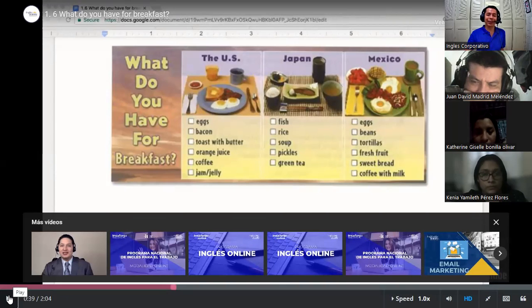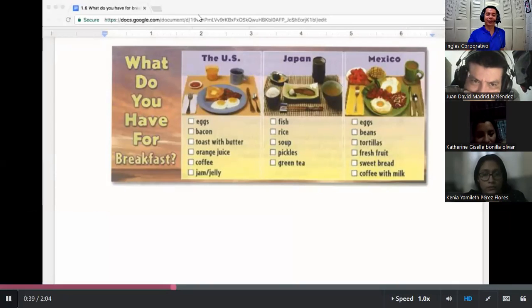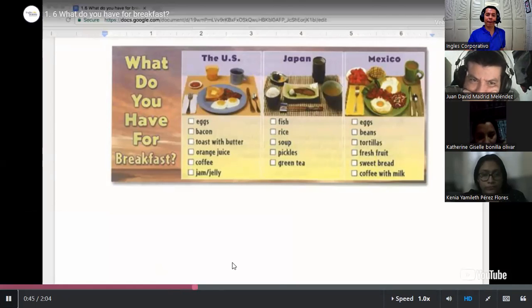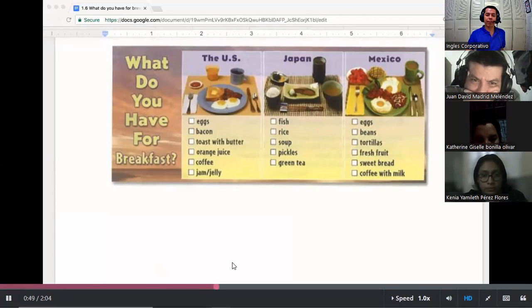Japan. Fish. Rice. Soup. Pickles. Green tea. Mexico. Eggs. Beans. Tortillas. Fresh fruit. Sweet bread. Coffee with milk. So what do you have for breakfast?